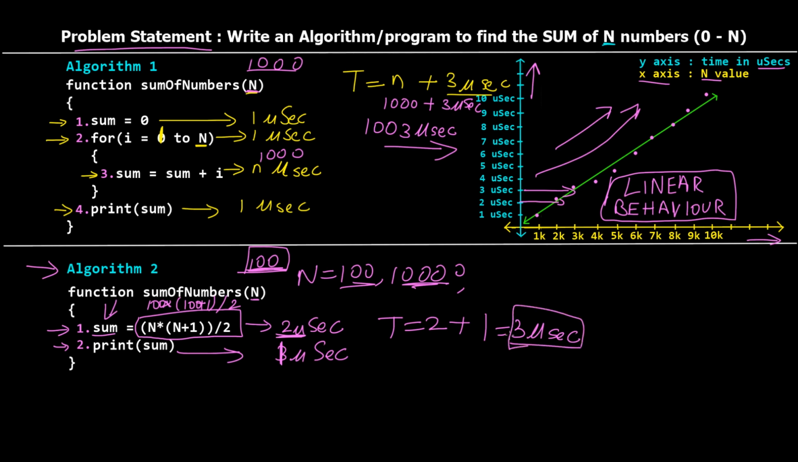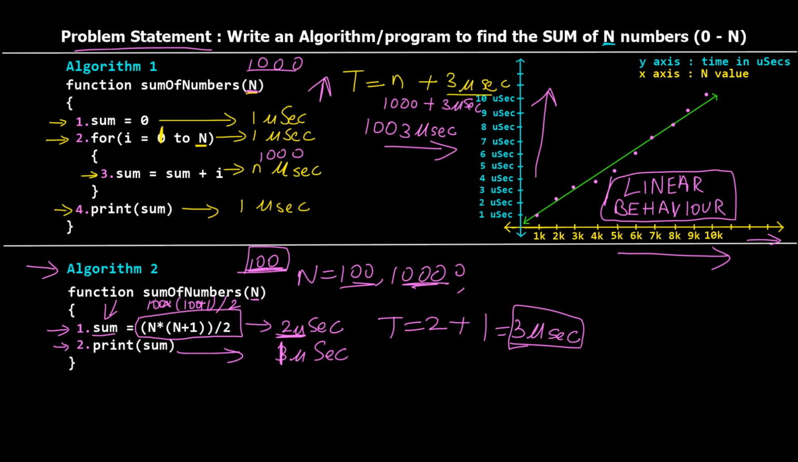So this is some weird behavior, right? This is not the same behavior as algorithm 1. In algorithm 1, as the n value was increasing, the time was also increasing. However, here, no matter what value you enter, your time is approximately going to be the same.